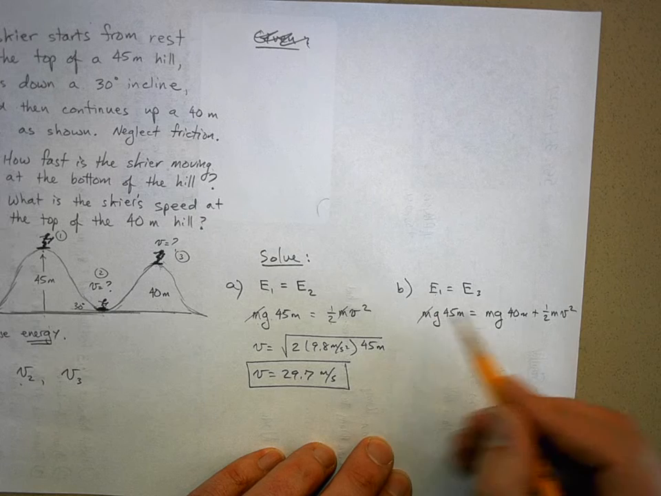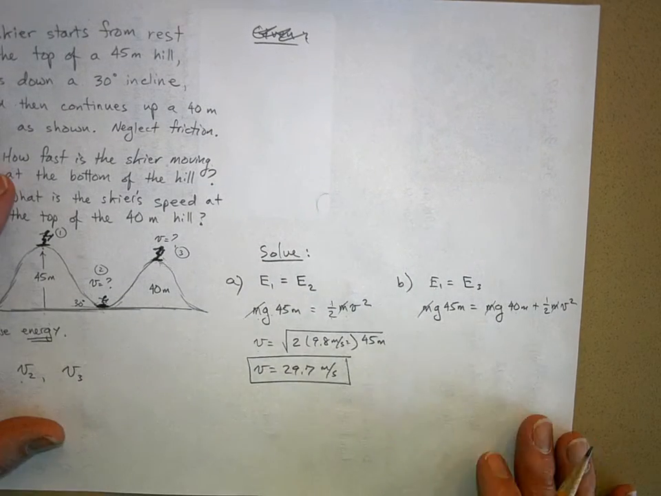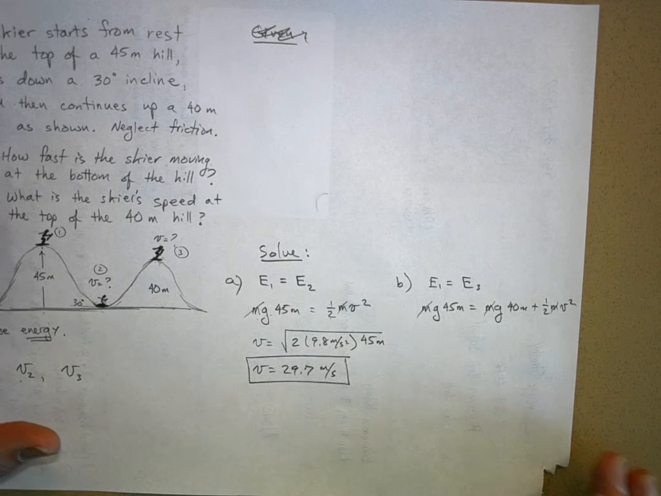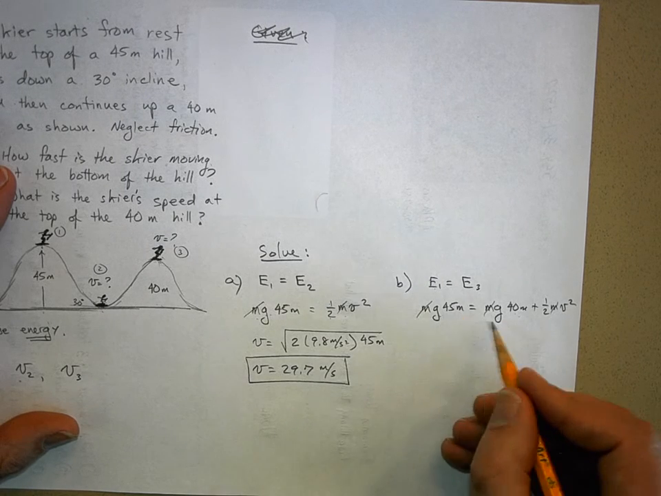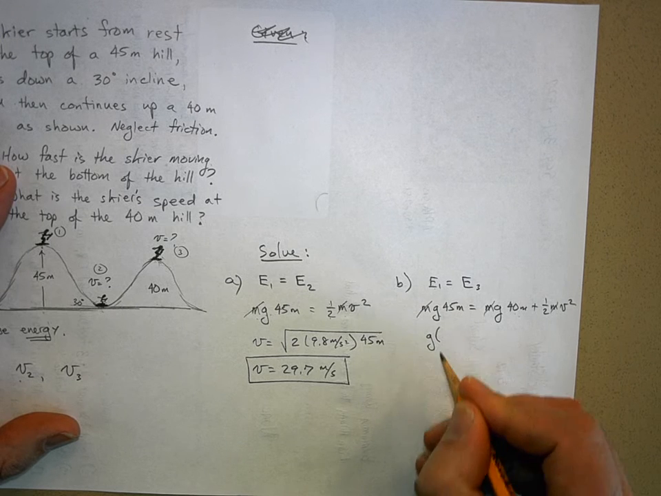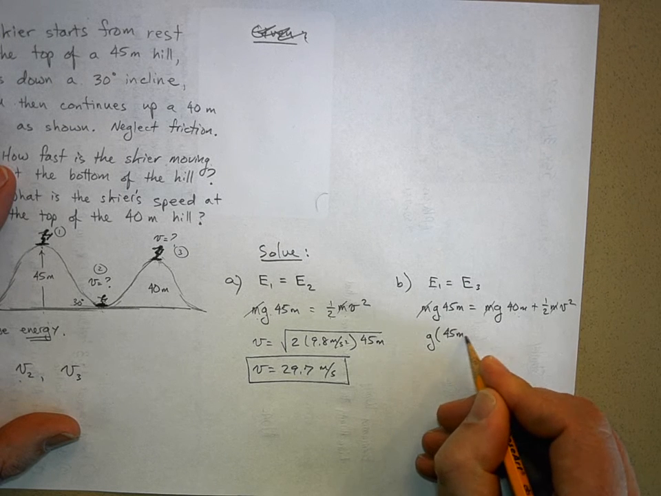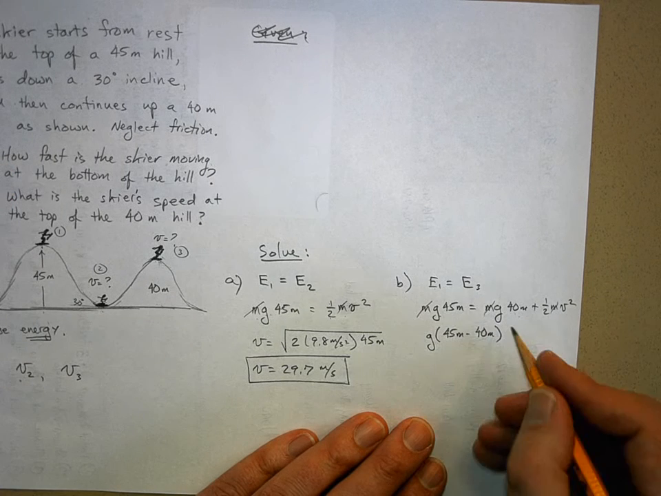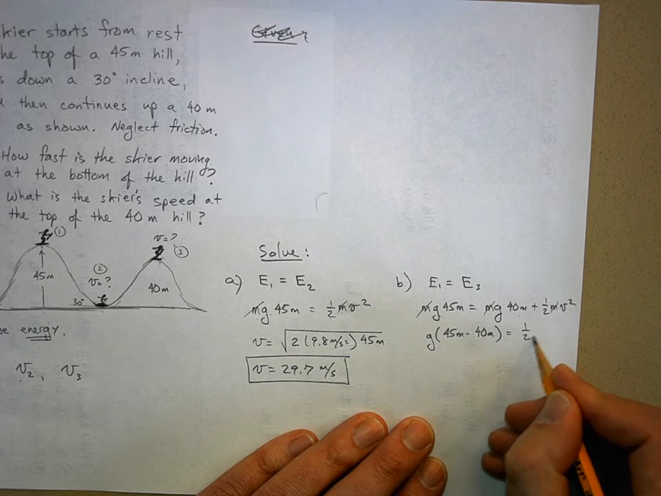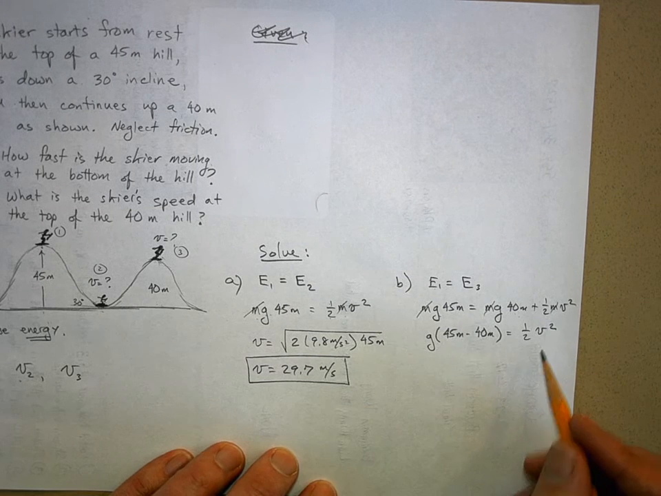And again, the masses are in every term, so they cancel out. Now, I'm going to do the algebra here. Let's subtract this to the other side. Factor out the g. You have g times 45 meters minus 40 meters. You see that? And then that's going to be equal to 1/2 v squared. And then I can multiply by 2 and take the square root.